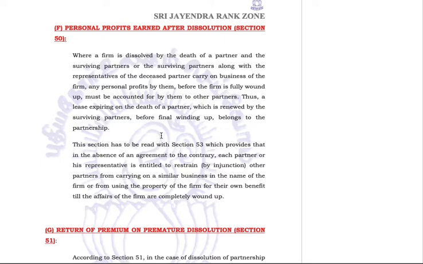Personal profits earned after dissolution. If you are making some personal profit after the dissolution of the firm, how will it be utilized? Where a firm is dissolved by the death of a partner, and the surviving partners, or surviving partners along with the representatives of the deceased partner, carry on the business of the firm, any personal profits made by them before the firm is fully wound up must be accounted for to the other partners. Thus, a lease expiring on the death of a partner, which is renewed by the surviving partners before final winding up, belongs to the partnership.